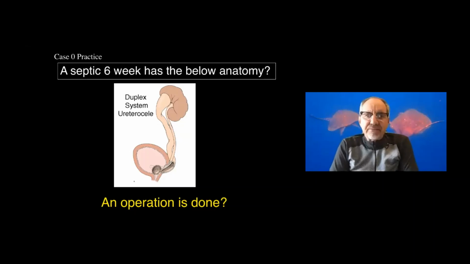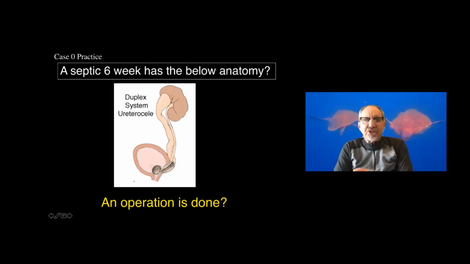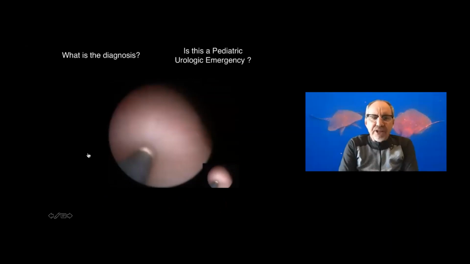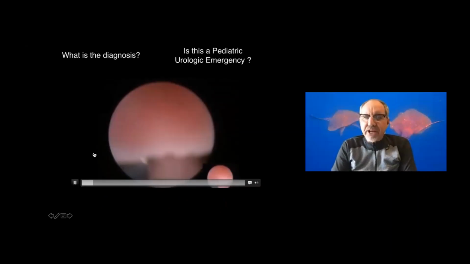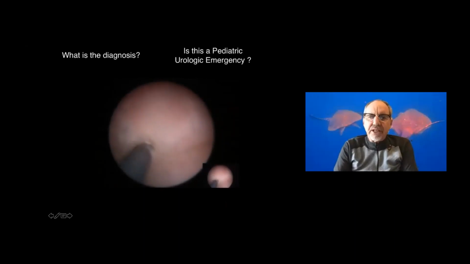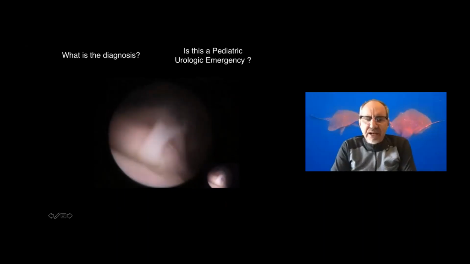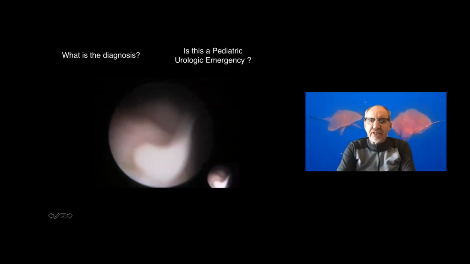So here's a practice case, just to give you an idea of what we're doing here. And Michelle put the poll up. And the idea here is I'm going to present, and then you're going to guess. So this is a septic 6-week-old who has the below anatomy, which is quite clear. An operation is done, and this is the operation. So your job, once you sort this out, is to figure out exactly what the diagnosis is. And you have 3 choices here. And then to determine whether this is a pediatric urologic emergency. So this is our practice case. And I think you have about another few seconds here to get your answer in and submit.